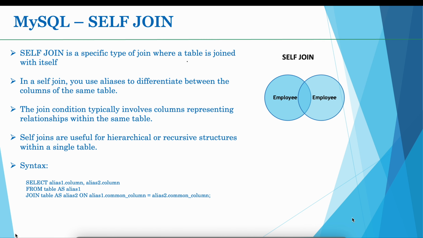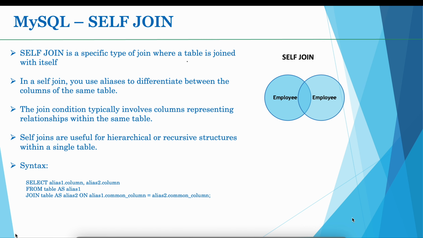In case of self-join, you will use aliases to differentiate between the columns of the table, and the join condition typically involves the columns representing the relationship within the same table. Self-joins are useful for hierarchical or recursive structures within a single table.